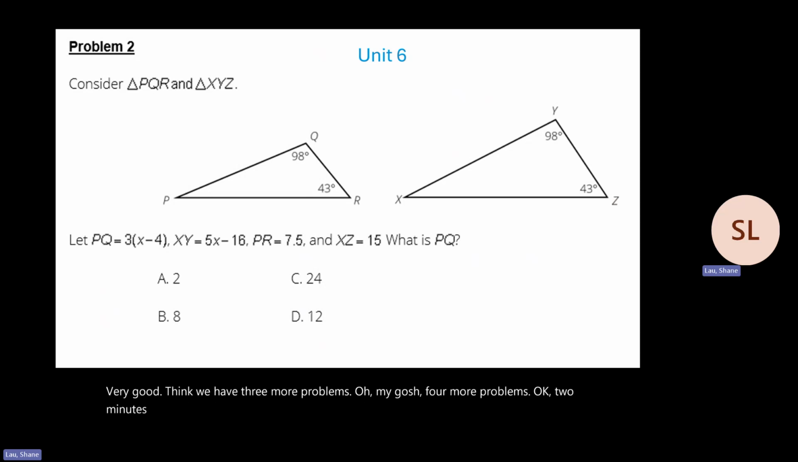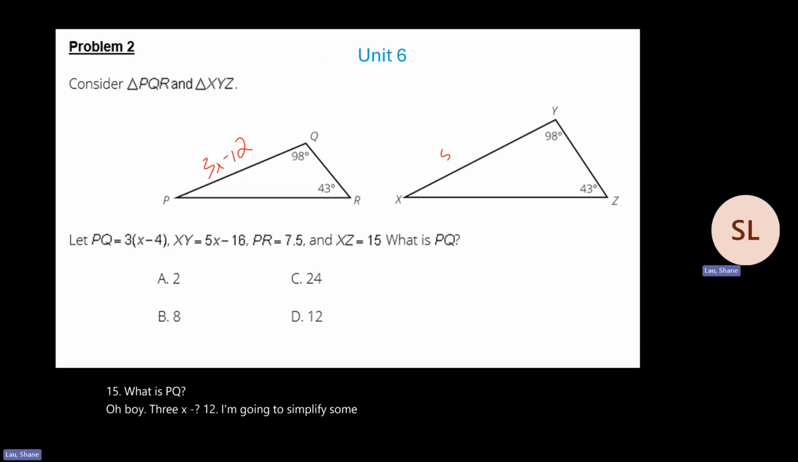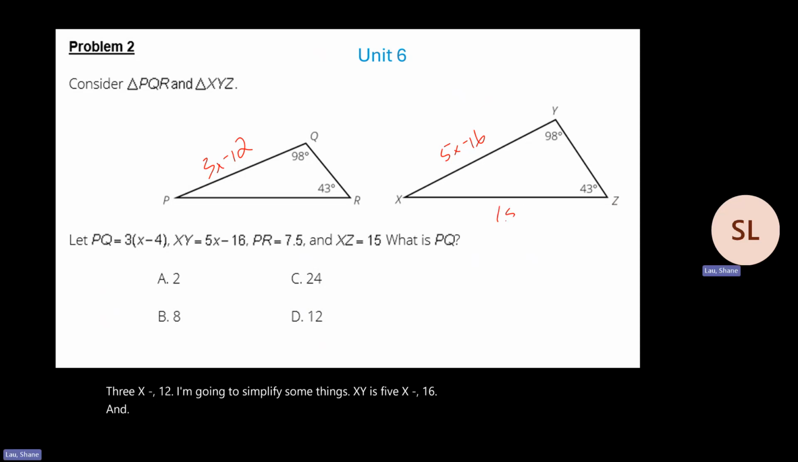Consider PQR and XYZ. Let PQ equal 3x minus 4, XY equal 5x minus 16, PR equal 7.5, and XZ equals 15. What is PQ? Oh boy. 3x minus 12. I'm going to simplify some things. XY is 5x minus 16, and XZ is 15. What is PQ?